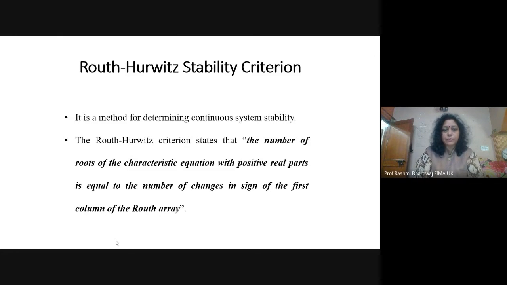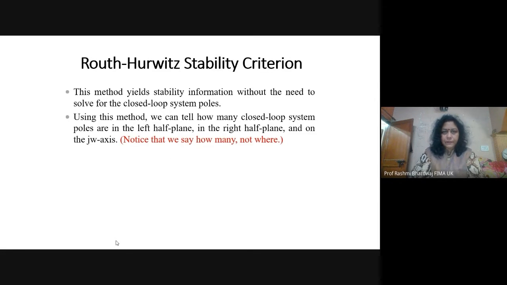So this is a very important theorem, which says that whatever the characteristic equation, the number of roots with positive real parts is equal to the number of sign changes in the first column. This method yields stability information without the need to solve for the closed loop system poles. Using this method, we can tell how many closed loop system poles are in the left half plane, in the right half plane, or on the axis itself.